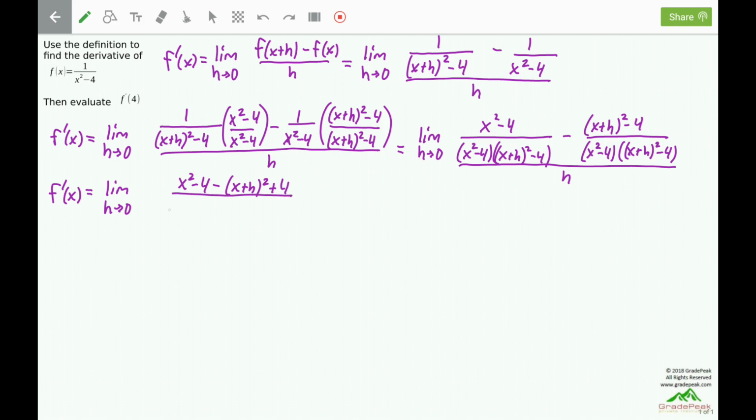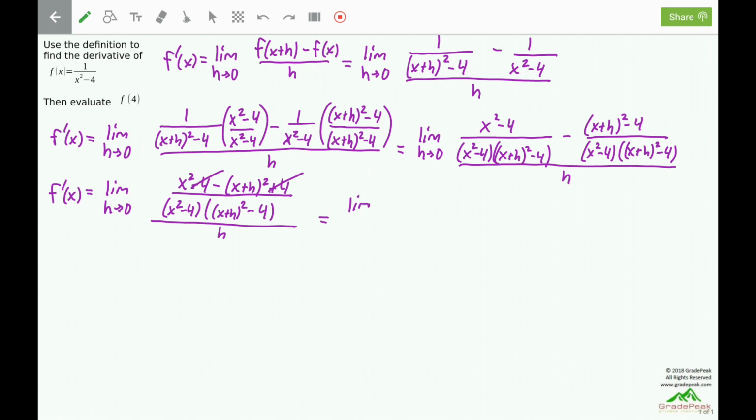All over x squared minus 4 times x plus h squared minus 4, and then the entire denominator is an h. Now in that numerator, we can cancel out the negative 4 and the plus 4. And furthermore, we can expand the x plus h quantity squared and then distribute the minus sign. We're going to want to do that because we may be able to combine more terms together.